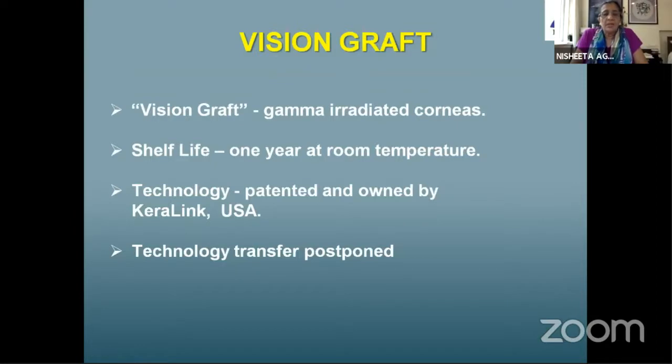What was really disheartening is that during the pandemic, we had no access to tissue. And early in 2019, we had talks with Keralink USA to allow us to get some technology for making vision graft, which is a gamma irradiated cornea with a shelf life of 1 year at room temperature. This tissue is transparent. It can be used for DALK as well as for therapeutic keratoplasty. But the pandemic did not allow the technology transfer to occur.